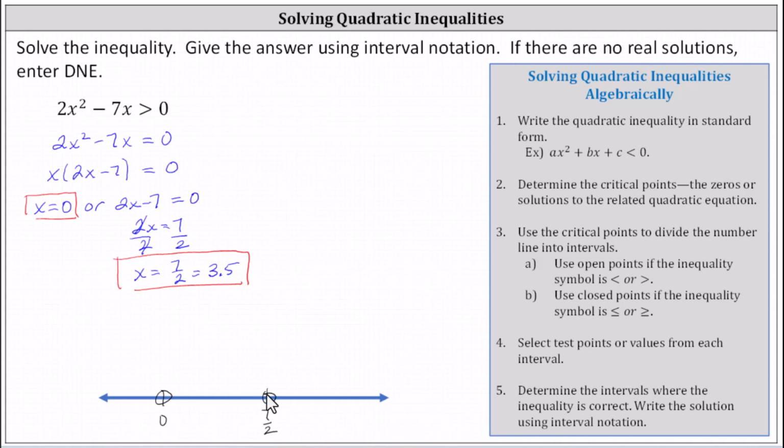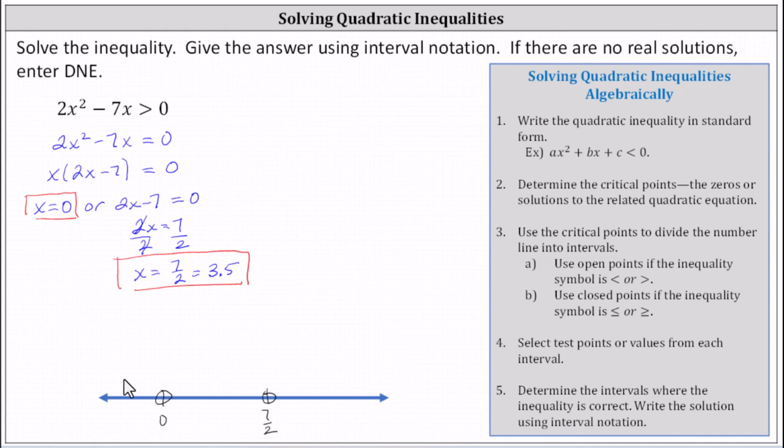Notice if we substitute x equals 0 or x equals 7 halves into the expression on the left, we get 0, and 0 greater than 0 is not true, which is why we have open points, not closed points. The open points indicate these two x values are not part of the solution. We select test points or values from each interval.